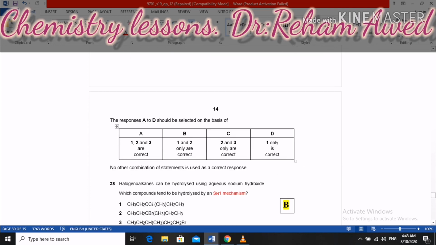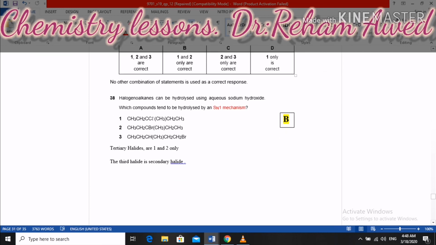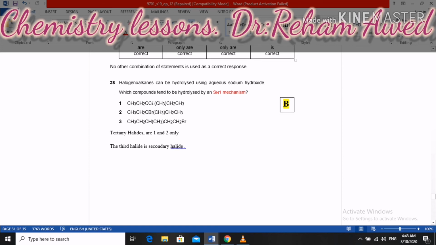Question number 38. Halogenoalkanes can be hydrolyzed using aqueous sodium hydroxide. Which compound tends to be hydrolyzed by an SN1 mechanism? The SN1 mechanism is characteristic of tertiary compounds. So we are looking for a tertiary halogenoalkane. At first, which one of these compounds is a tertiary halogenoalkane?